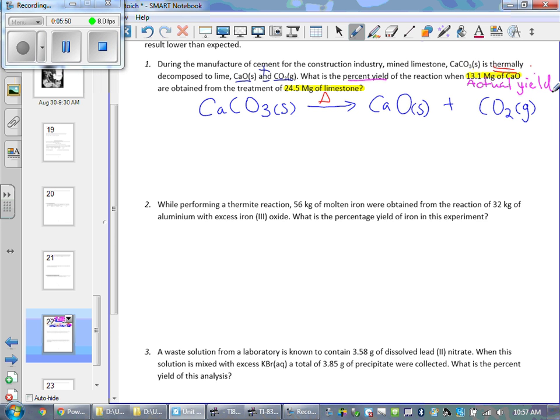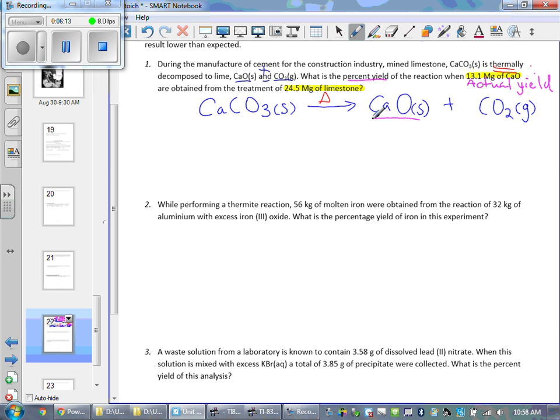So 13.1 megagrams of calcium oxide, that's our product. And if we want to know percent yield, we're doing that with our product. Does that kind of make sense? So this number, the 13.1 megagrams, we're going to use it when we calculate our percent yield. We're not going to use it in our stoich problem. Because this is where students get confused.